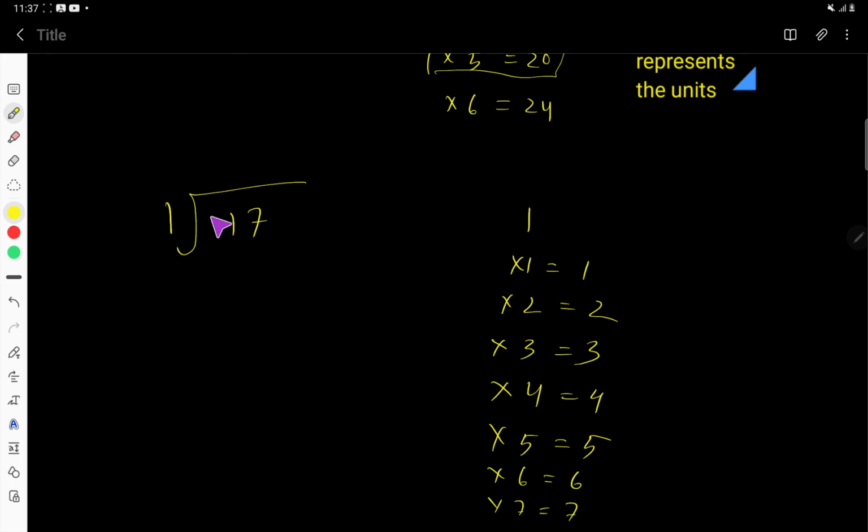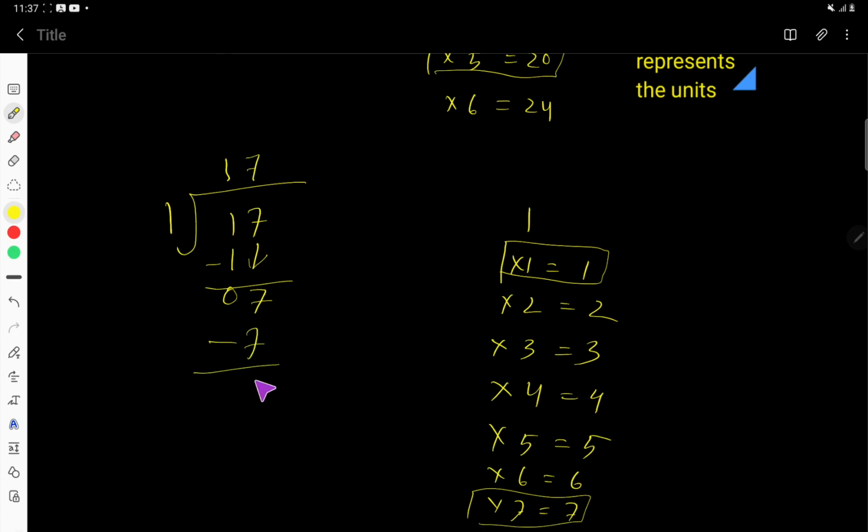So look, 1 goes into 1, 1 times, you have to consider this. 1 times 1, 1, subtract 0, bring down this 7. 1 goes into 7 how many times? Look, 1 times 7 equal to 7, that is 7 times. If you subtract, then you are getting 0. So your answer is 17. So if you divide any number by 1, actually you will get the dividend as a result.